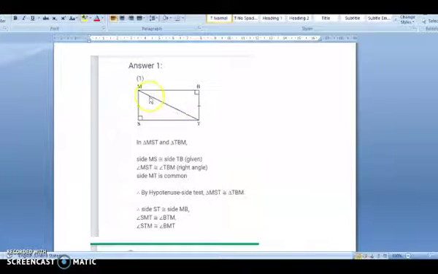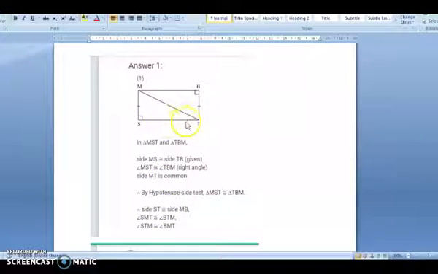This hypotenuse MT is congruent to itself because it is included in both the triangles, and this angle is also congruent and it is 90 degrees, and one side is also given as congruent. So these two triangles are congruent by hypotenuse side test, and therefore side ST is congruent to side MB.